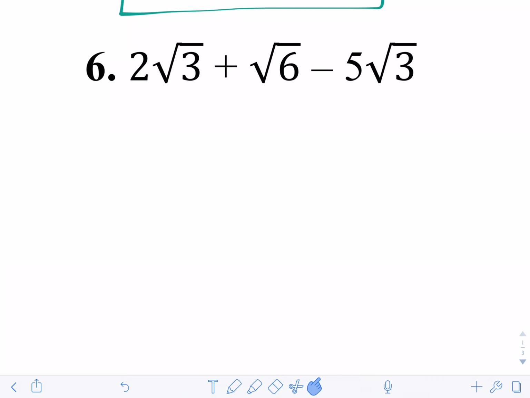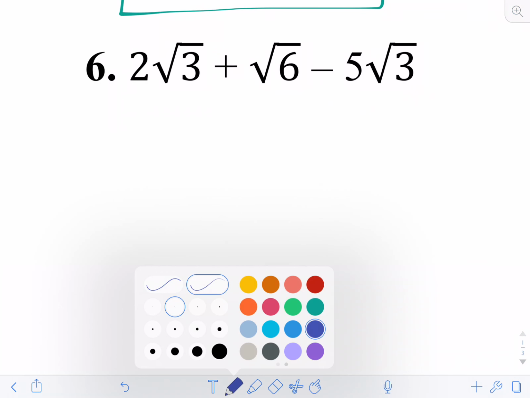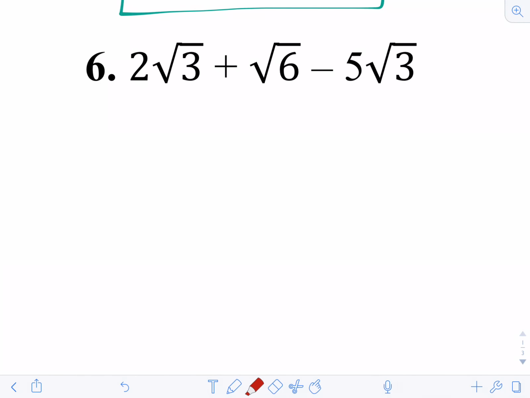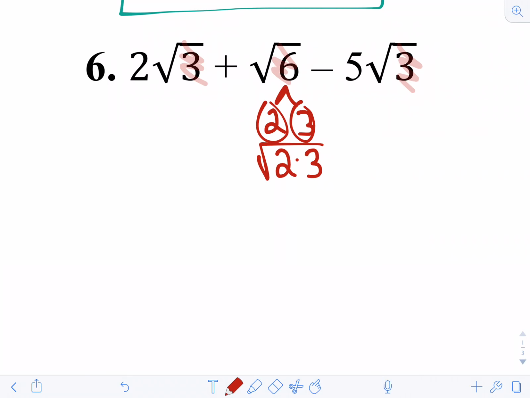Okay, number 6. First I'm going to look at my numbers. I have a 3, a 6, and a 3. I can't simplify those 3's because that's already a prime number. This 6 would just be 2 times 3. So when I put this underneath the square root, 2 times 3, there's no pairs to pull out, so I just have the square root of 6 left over.